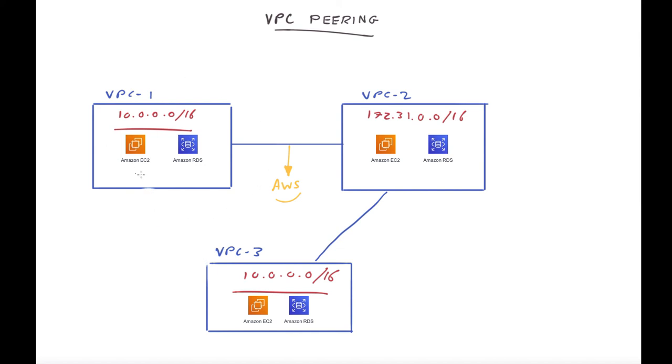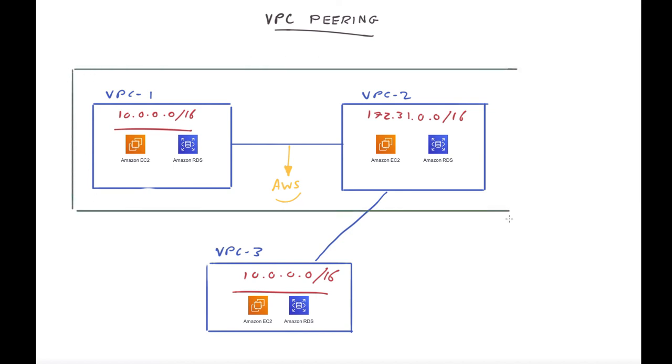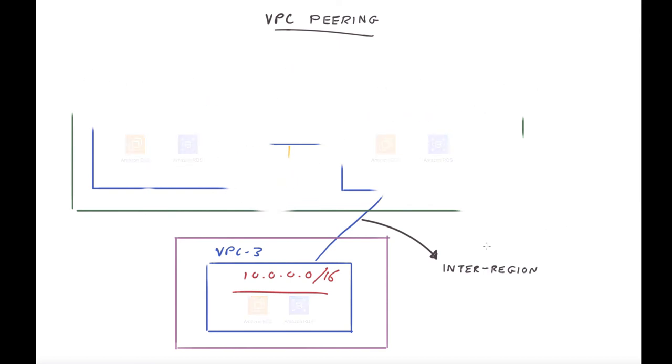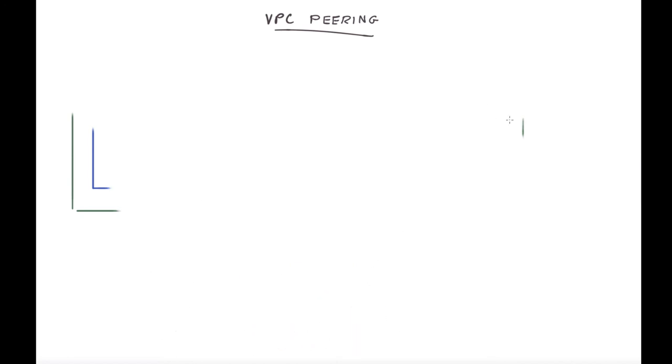Now, I also mentioned that you can have VPC peering configured between the same region or between different regions. So let's say VPC1 and VPC2 was in one region and VPC3 was in another region. Then this link here would be an inter-region VPC connection. Let me now run through the process of how this peering connection is initiated. So let me just get rid of what we have on the screen here and start again.